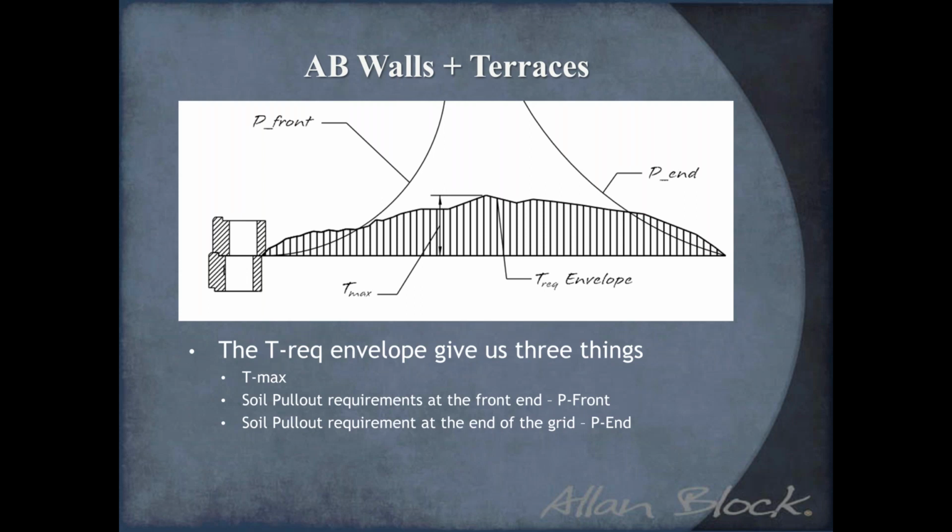So I've represented it roughly in the center. It's not necessarily always in the center, especially in terraced applications. It kind of floats around where it happens. And then the pullout requirements for the front end and for the end of the grid are shown here as simple arcs. And I'll talk about the T required that exceeds those arcs in a slide or two.